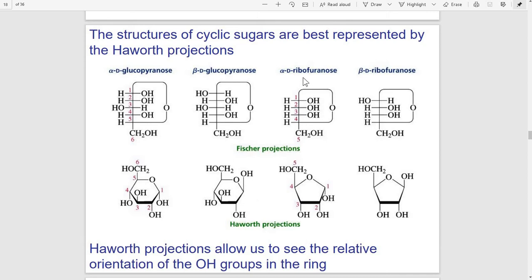Now see alpha D ribofuranose. In this structure, the 5-membered ring is present. In this 5-membered ring, all these OH are in downward direction because they are at right hand side. See 1, 2, 3. 3 OH are in downward direction. And here the first OH is left hand side, that's why it is denoted by upward side. The Haworth projection formula allows us to see the relative orientation of the OH group in the ring. Means the OH are above the plane or below the plane. Okay.